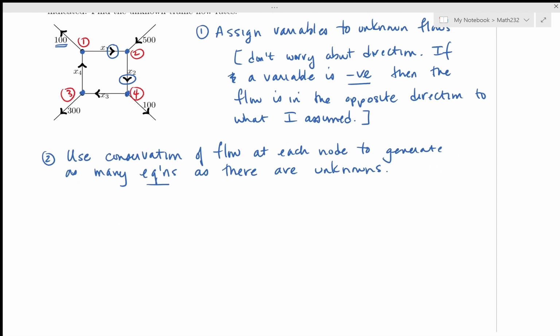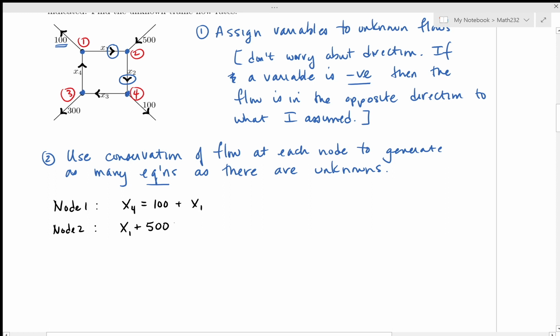So looking at node 1, you can see that x1 is going out and 100 is going out and x4 is coming in. So at node 1, what's coming into node 1, x4, must equal what is going out of node 1, which is 100 plus x1. Okay, then I just do the same thing at node 2. I look and say, what is coming in to node 2? 500 plus x1 is coming into node 2. And what is going out of node 2? Going out of node 2 is x2.